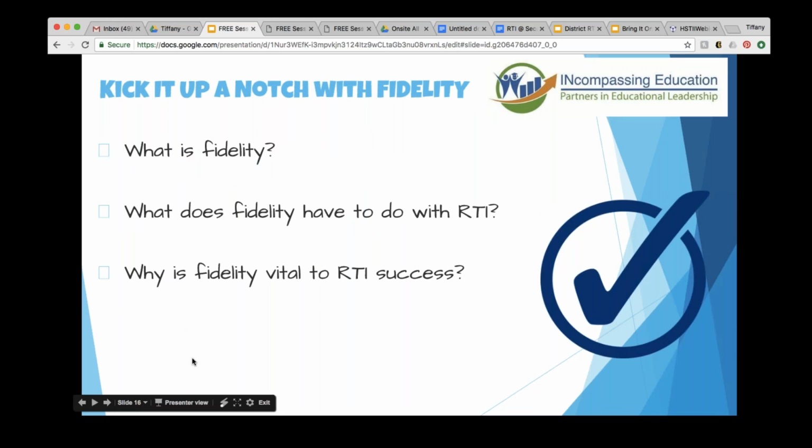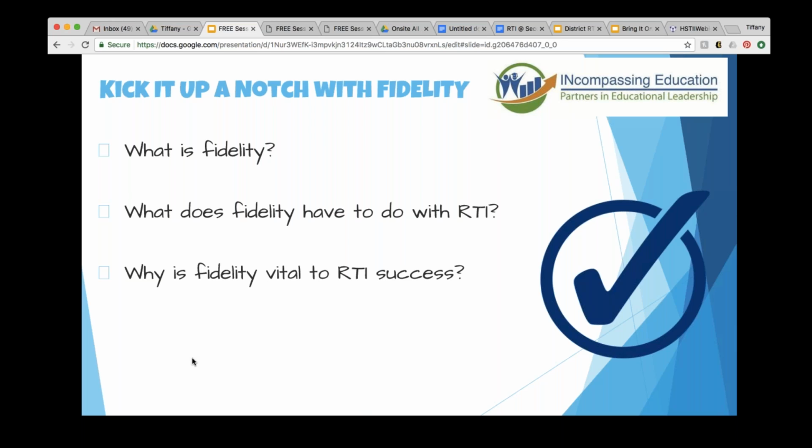All right, so we're going to kick things up a little bit with Fidelity. Oh man, Fidelity. Some of you may already be moaning and groaning, or your palms might be getting sweaty, because I've often heard of Fidelity as being the other F word. We don't like it. It's difficult. But in order for us to have an effective RTI system in place, Fidelity better become your new best friend. What is Fidelity? Well, when we're thinking in terms of RTI, Fidelity would mean utilizing your RTI components or your RTI curriculum as designed.